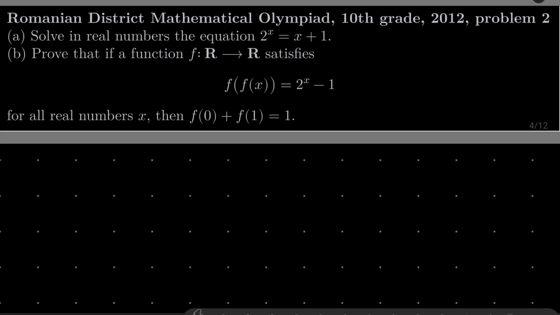And part B, functional equation. We wish to prove that if a function f satisfies this functional equation, f of f of x equals 2 to the power of x minus 1, for all real numbers x, then f of 0 plus f of 1 must be equal 1. So here are my hints for this problem.